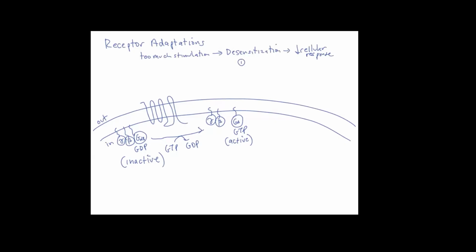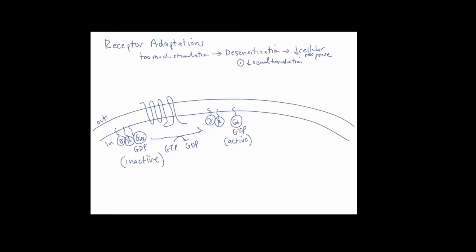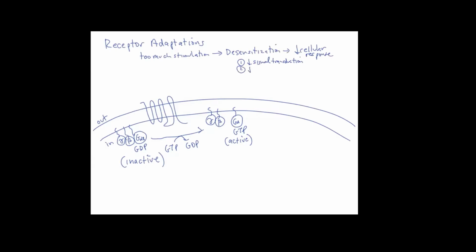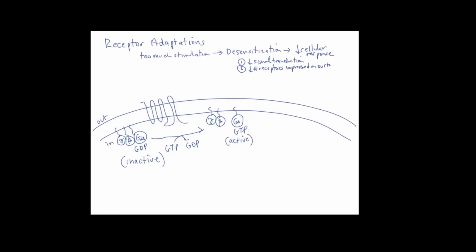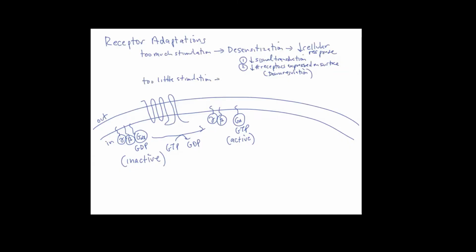First possibility is there could be a decreased signal transduction. Something is causing the signal transduction mechanism to not work as well. Another possibility is there could be a decreased number of receptors expressed on the surface, and we call this down regulation.